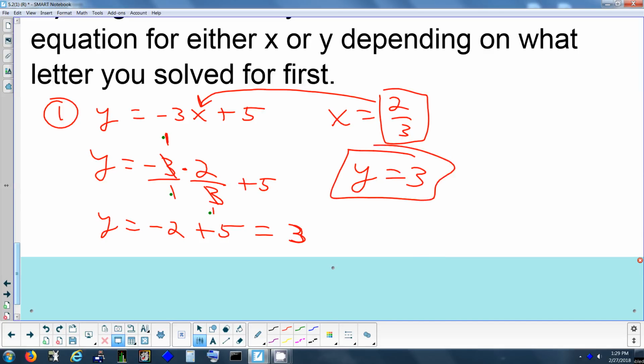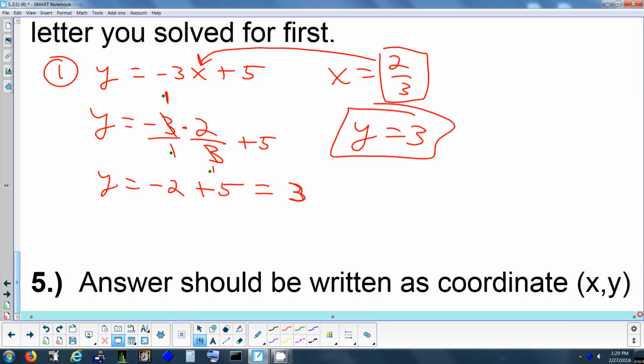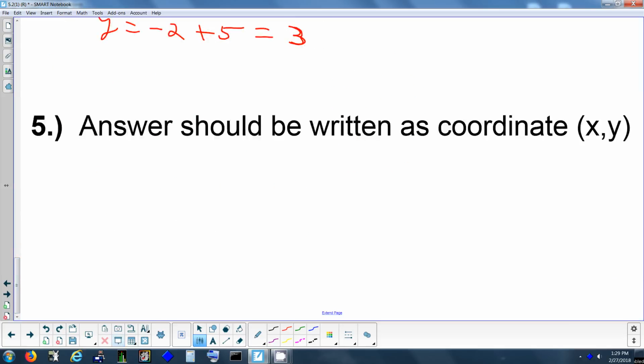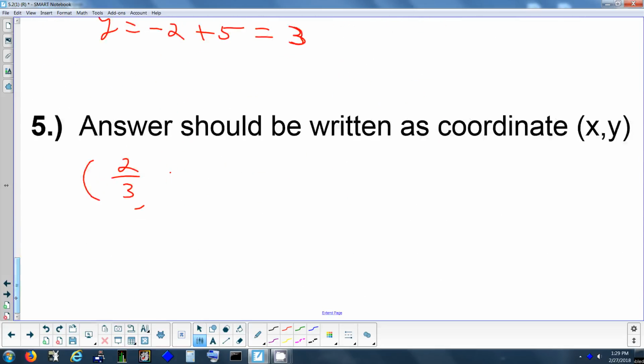So there's your two answers: x equals 2/3, y equals 3. It depends how they ask it. Remember, on the test the answer might show up as a coordinate, because if you were to draw these lines, that's where they cross: 2/3, comma 3. That would be kind of hard to see. 2/3 is 0.6 repeating, and you're not going to be able to tell that on graph paper.